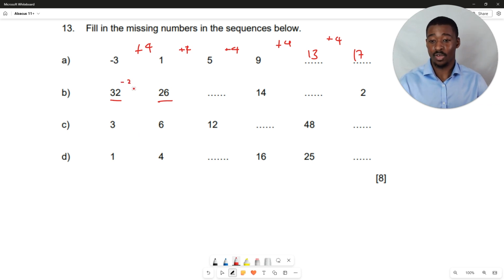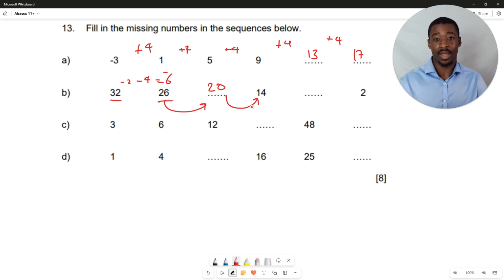And then going from 30 to 26, we're subtracting an extra 4. So overall, we're subtracting 6. So let's try and keep this pattern going. Let's subtract 6 from 26. This would give us 20. Then let's subtract 6 from 20, 14.